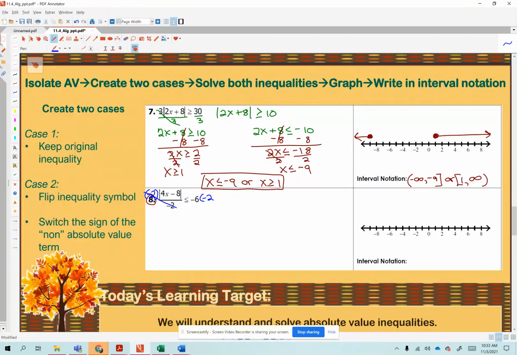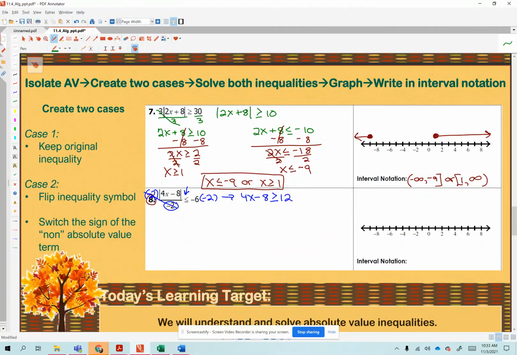Okay, and that's going to give us 4x minus 8. Now, we multiplied by a negative number. That means we need to flip the inequality. Let's not forget that. So 4x minus 8 now is greater than or equal to 12. -6 times -2 is a positive 12. Now we can make two cases.